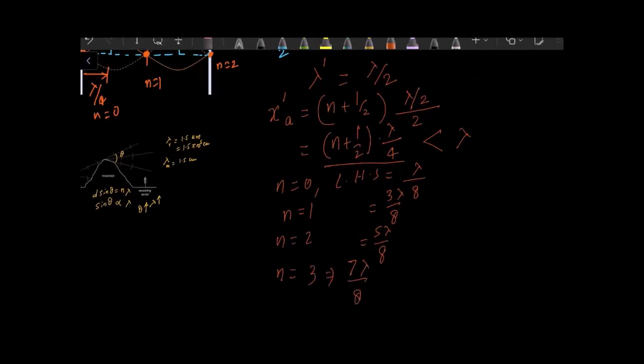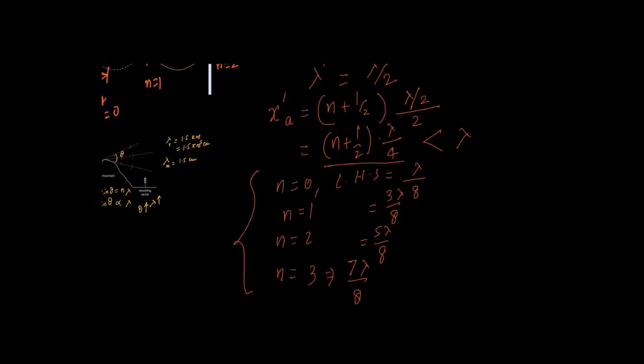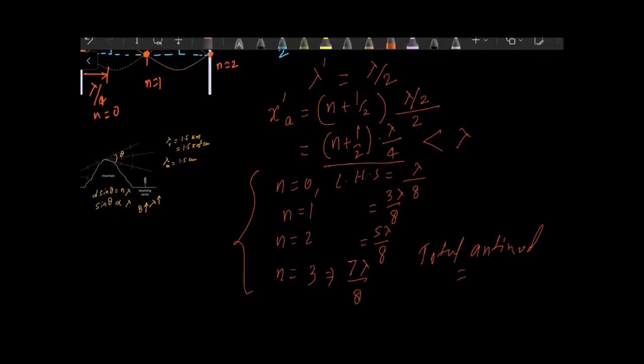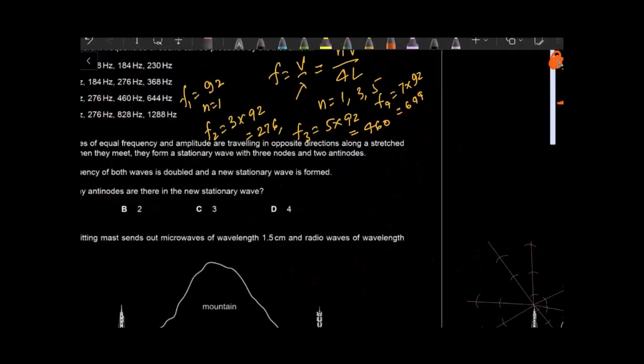But if we go for n is equal to 4, then it will become 9 lambda by 8, which is more than lambda, which is not possible. So the possible cases are n is equal to 0, 1, 2, and 3. So the total number of antinodes will be 4. So option D is correct, 4.